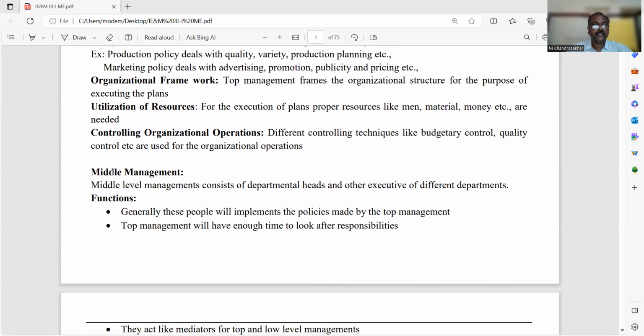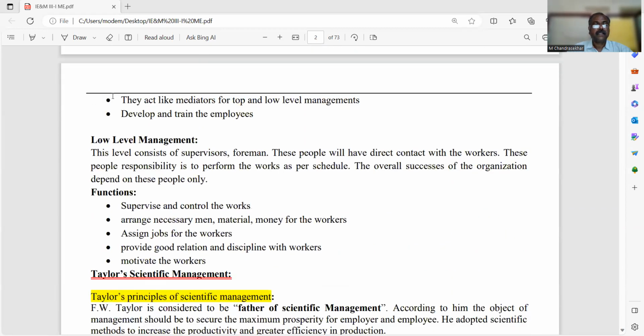The next one is middle management. Middle level management consists of departmental heads and other executives of different departments. There are several functions to be performed by the middle management. Number one, generally, these people will implement the policies made by the top management. Top management will have enough time to look after the responsibilities, and they act like mediators between top and low level management. Second and next one is development and training of the employees.